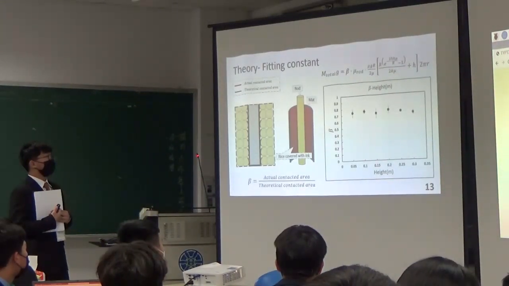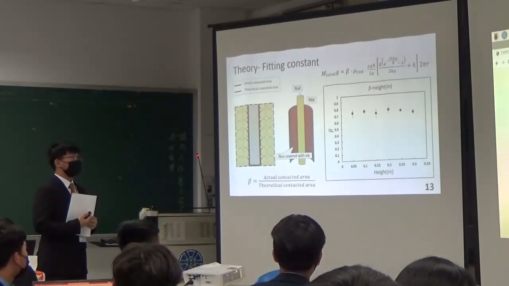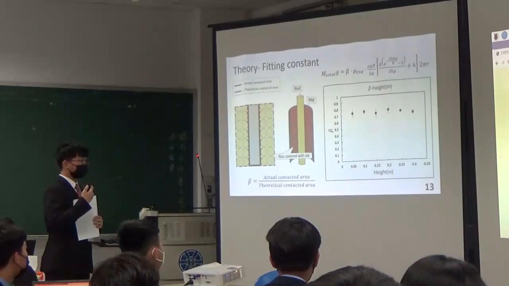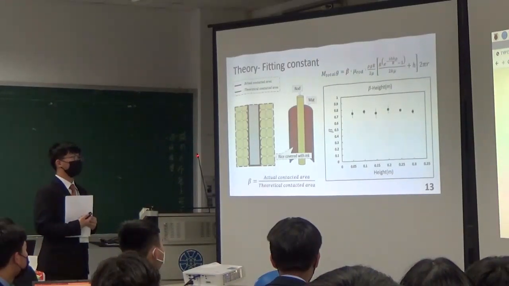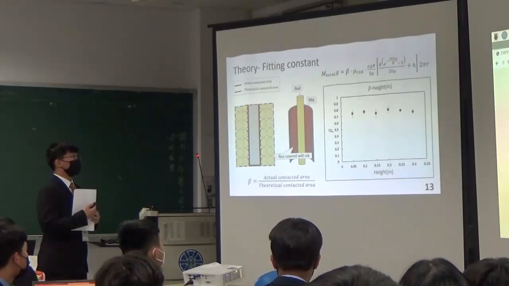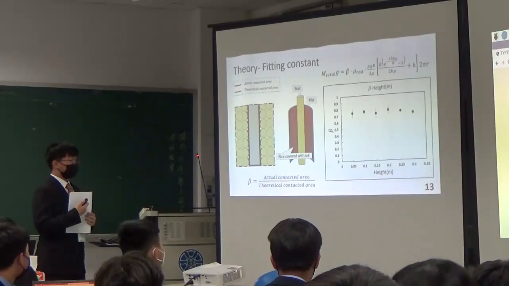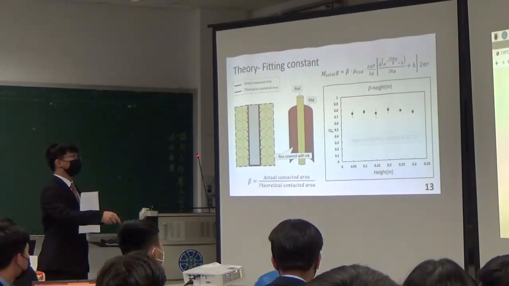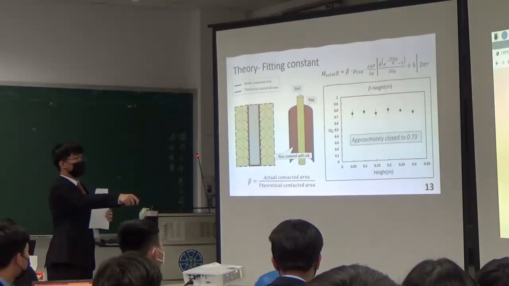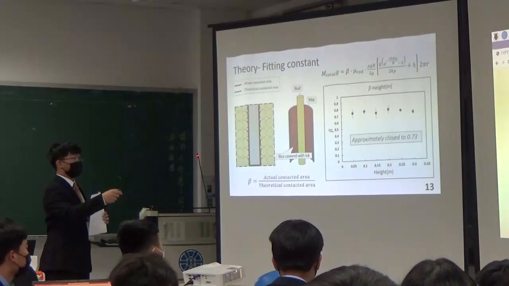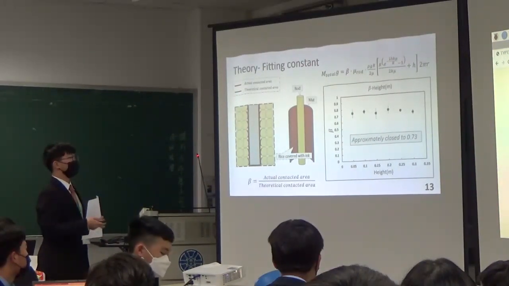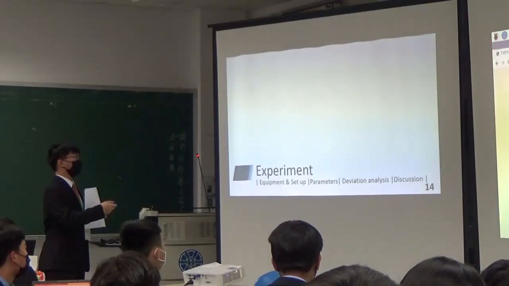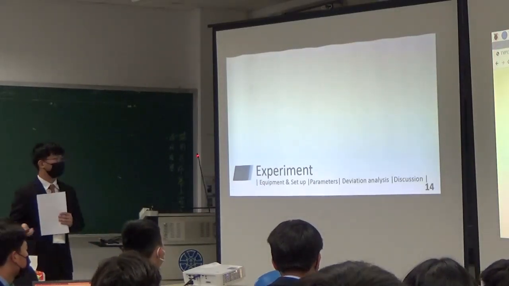Since we know the contact area is not continuous, we did an experiment to modify this problem by spraying some ink on the rice and covering it with the rod. So we can get a value of beta, and we find that the value is close to 0.73. So it's a constant in our experiment and in our theory. And next is the experiment part.